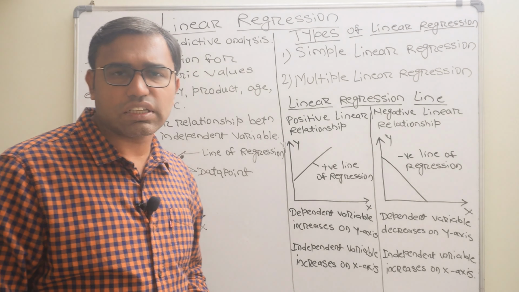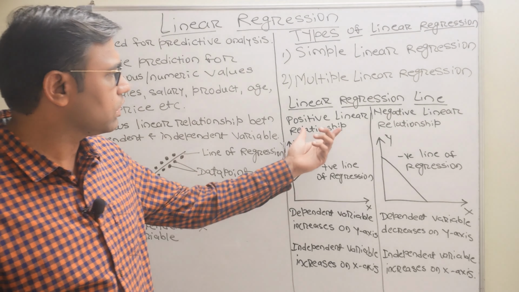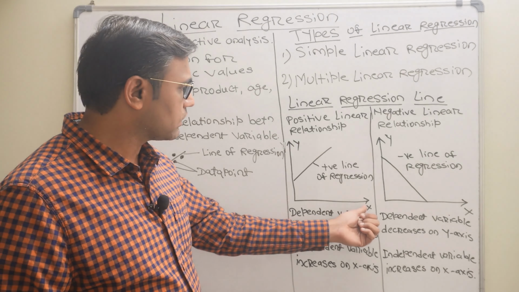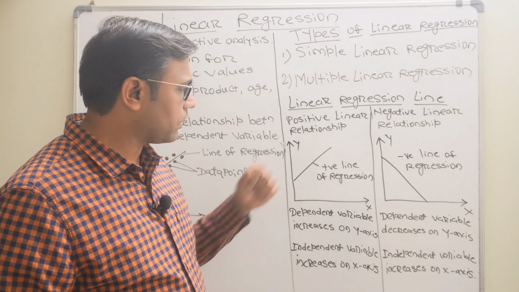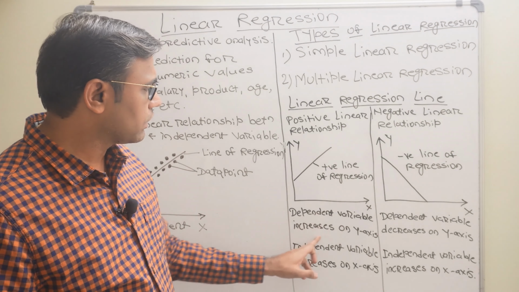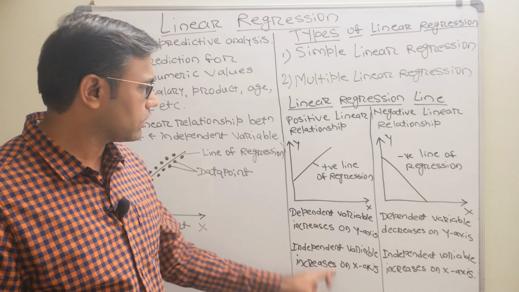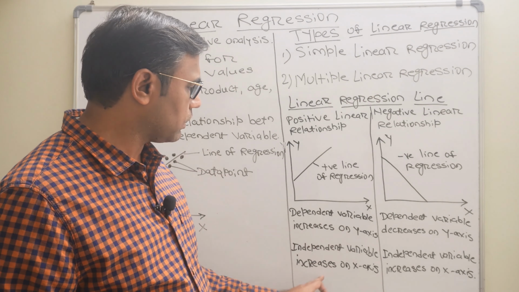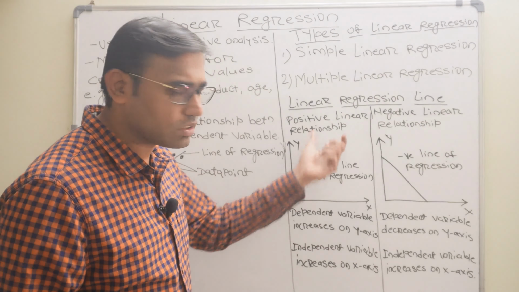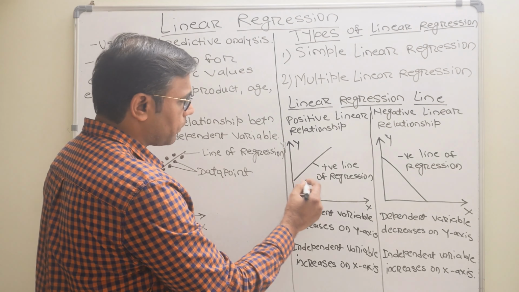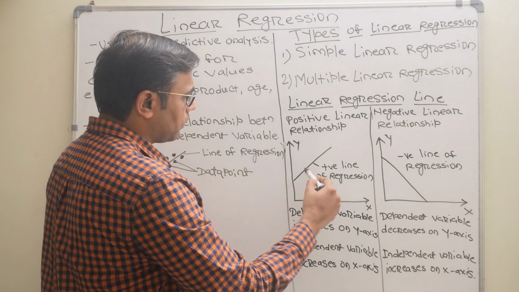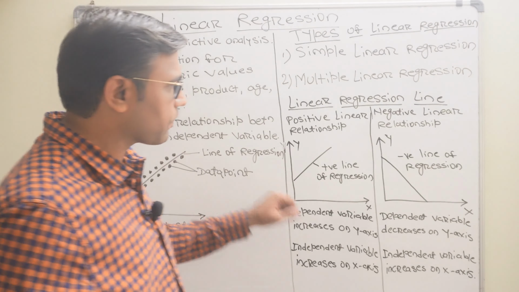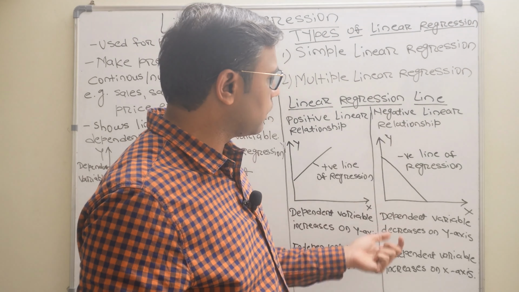Now there are two linear regression lines: positive linear relationship and negative linear relationship. So here you will find again there is independent variable and dependent variable. If the dependent variable increases on the y-axis and the independent variable increases on the x-axis, then it is a positive linear relationship. So you will find the dependent variable increases, and x is also increasing, so that's why it is a positive linear relationship.